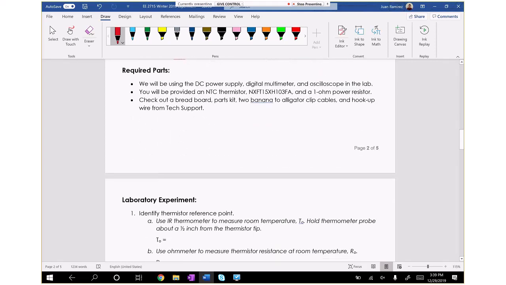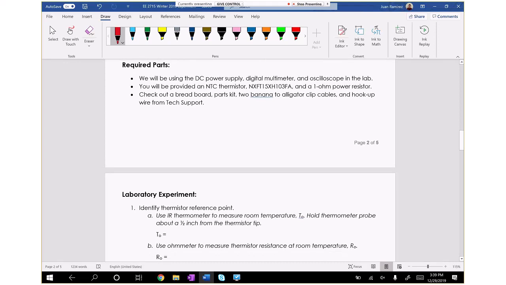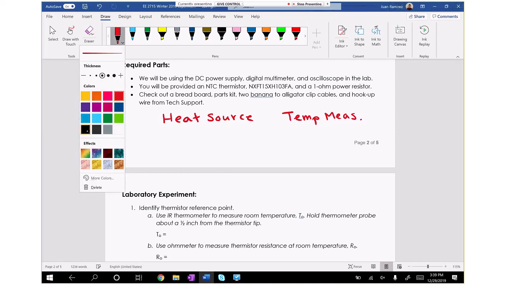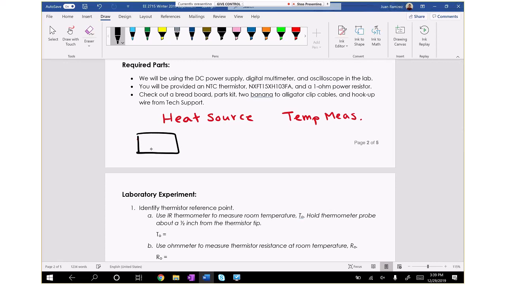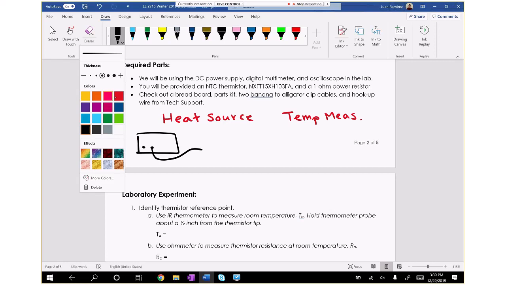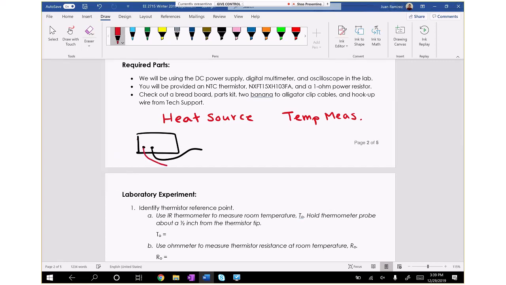Then we will actually build two different things. One thing we'll build is a heat source. This is actually on Wednesday when we're in the lab. We'll have a heat source, and then we'll have a circuit for temperature measurement. So the heat source will be the DC power supply, connected to a power resistor.